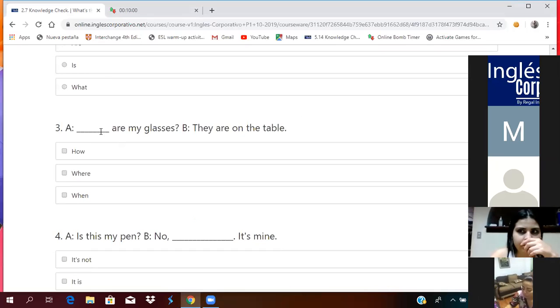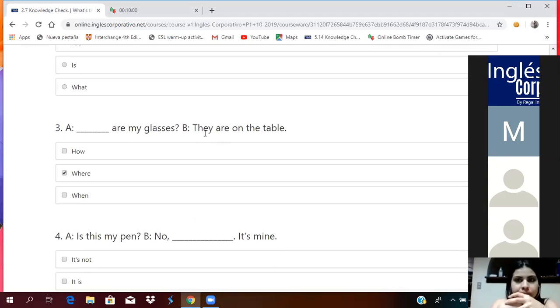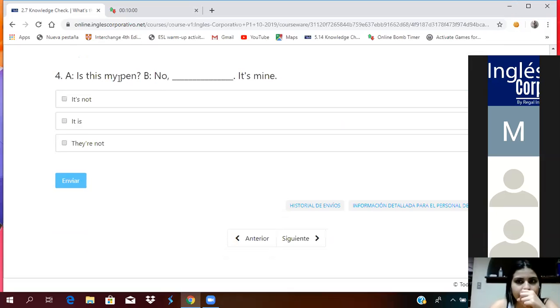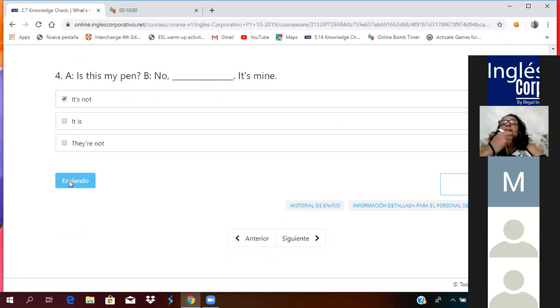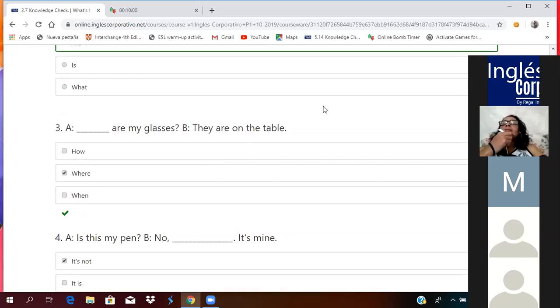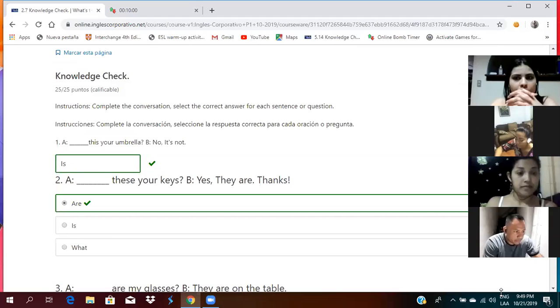Number three. Are my glasses? They are where? On the table. Where? Very good. Where are my glasses? They are on the table. Okay. Number four, is this my pen? No, it's mine. It's not. Excellent work. All right, do you have any questions referring to this section? Preguntas sobre esta sección.